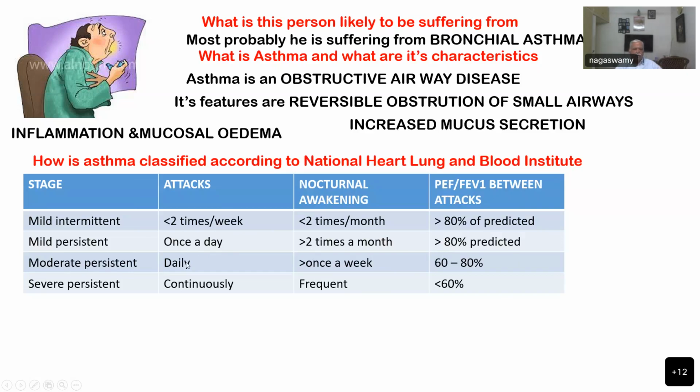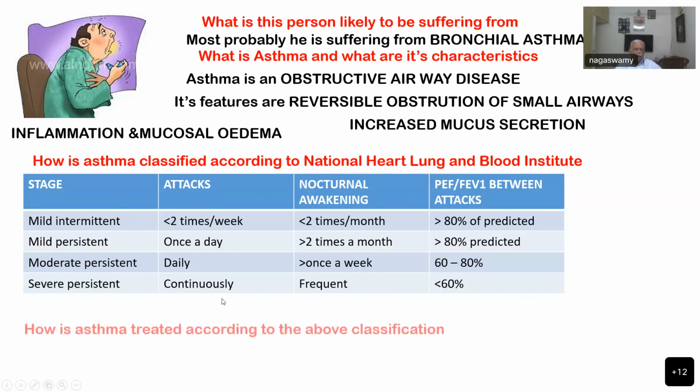Moderate persistent is when they get attacks daily, and their waking up is more than once a week. Here the PEF and FEV1 start decreasing, going down to 60 to 80%. And in severe persistent, they get the attacks continuously, their waking up in the night is quite frequent, and their PEF and FEV1 is less than 60%. So these are the 4 stages or classes of asthma according to the National Heart, Lung and Blood Institute: mild intermittent, mild persistent, moderate persistent and severe persistent.